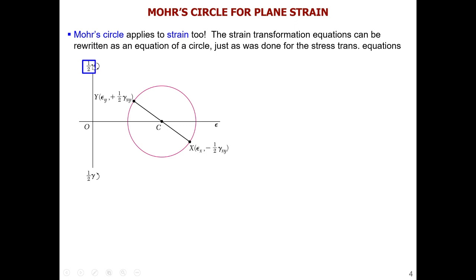So we don't have tau as we had when we had the Mohr circle for stresses, but we have half gamma. So that's because of that factor. It's just important to remember to measure this coordinate in half gamma and not in gamma. And here on the x-axis, we have epsilon. And that will be our Mohr circle with the radius and the coordinate of the center, which we can easily define.